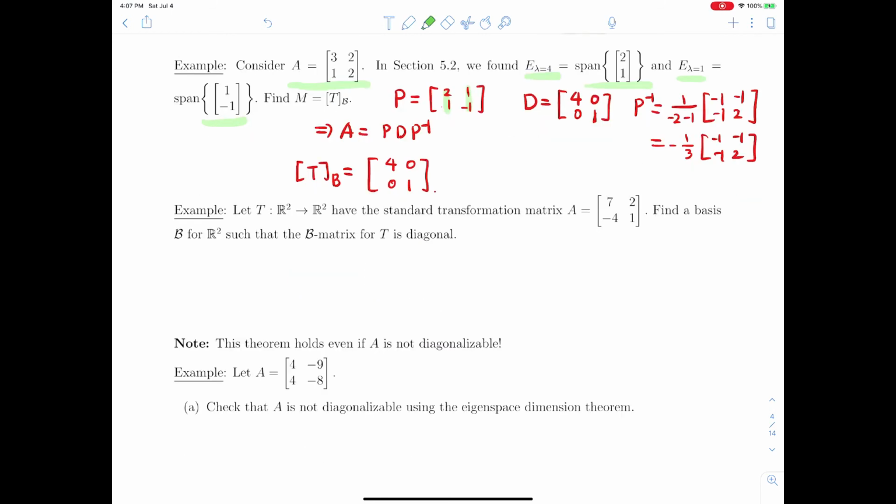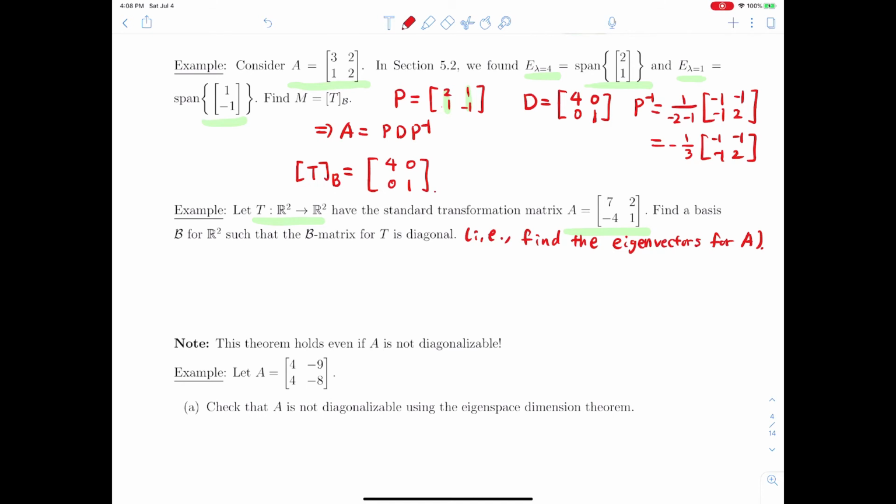Now, if you have a linear transformation with its standard matrix given by A equals 7, 2, negative 4, and 1, then finding a basis that makes the B-matrix for T diagonal is equivalent to finding the eigenvectors of the given matrix. So we want to find the eigenvectors for A. Let's pause the video and try to find the eigenvectors of the given matrix.